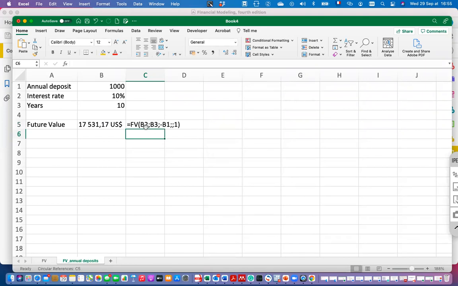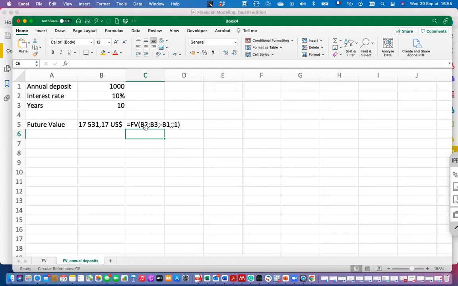These are the inputs, مدخلات. The first 3 inputs are mandatory. واجبين عليك تحطهم هذول. B2 is the rate, B3 is the number of periods, minus B1 which is the annual deposit. Then put a comma, then leave it blank, then put another comma, then put 1. When you put 1, you are telling Excel that this annual deposit is made at the beginning of the year.